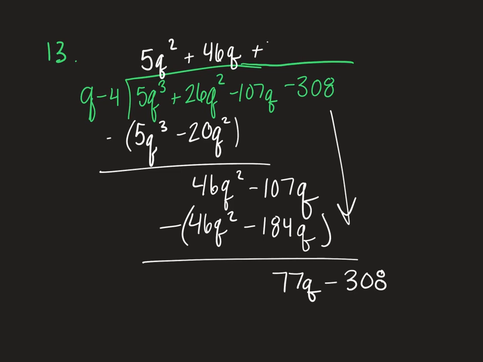So then it's a positive 77. And you multiply that, which gives you that.